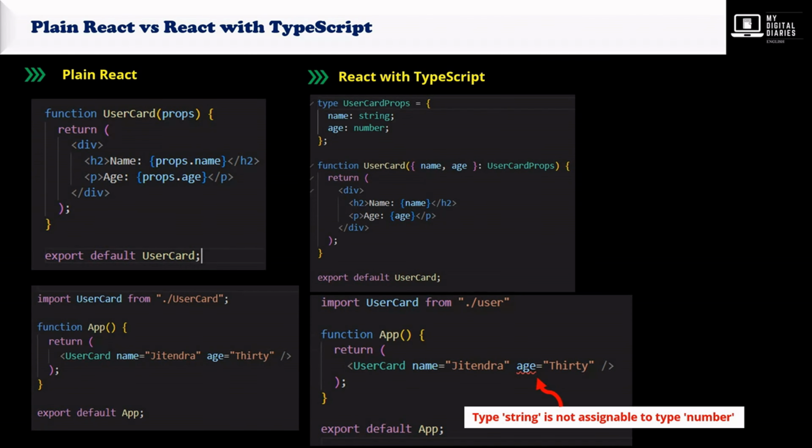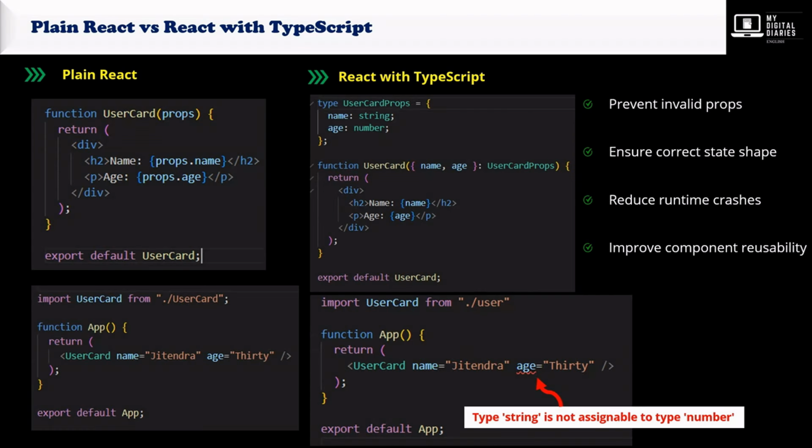What TypeScript prevents here is this. First, TypeScript helps to prevent invalid props. You can't accidentally pass the wrong data type. Second, it ensures the correct state shape. Your components always receive the data they are expecting. Third, it helps reduce runtime crashes by catching errors early. And finally, TypeScript helps improve component reusability because components have clear context.